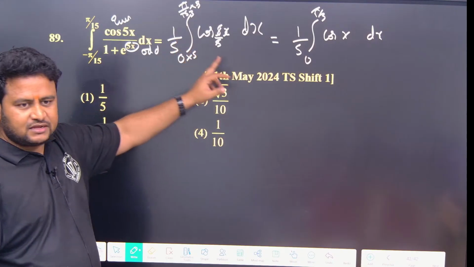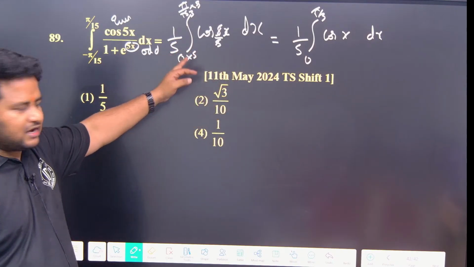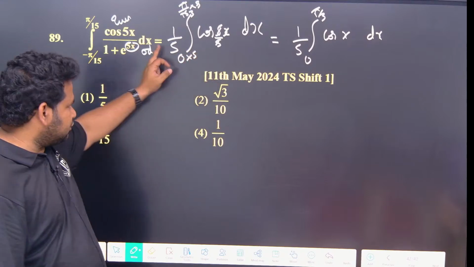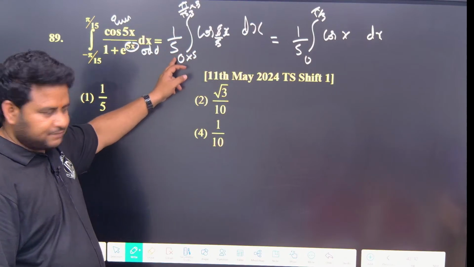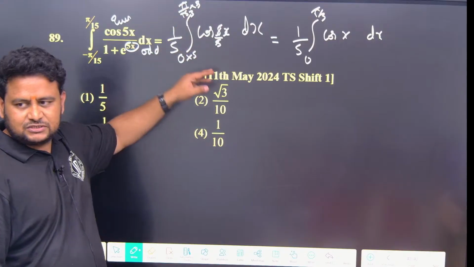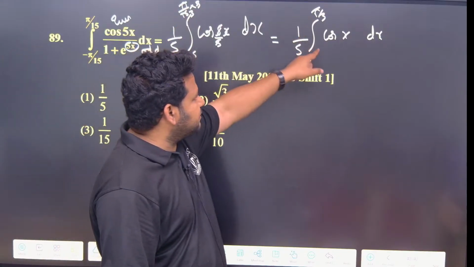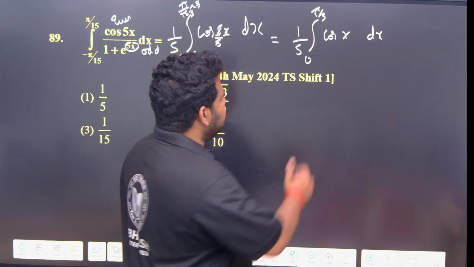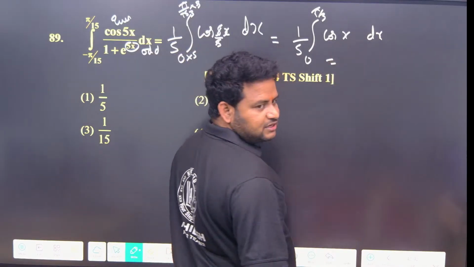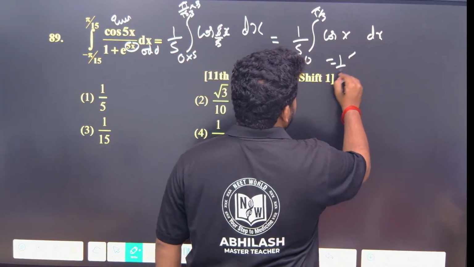So 1 by 5, what is this? Akshay, understanding? Why have I divided by 5? If I divide by 5, I should write 1 by 5 here, and I should multiply by 5 for the limits. So this will become 1 by 5, 0 to pi by 3 cos x. Now integral of cos x is what? Sin x. So 1 by 5 should be there here.